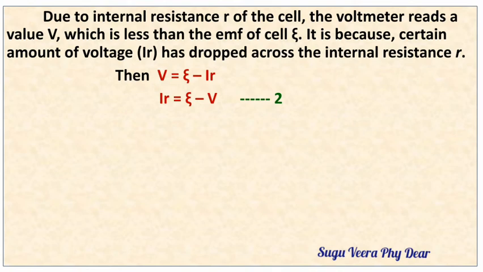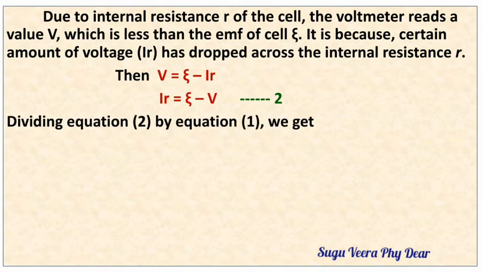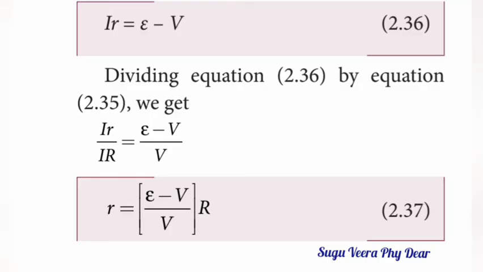This is equation number 2. Dividing equation number 2 by equation number 1, we get capital I into small r divided by capital R equals ξ minus V divided by V. On the left side, I cancels. So small r divided by capital R equals (ξ minus V) divided by V. Rewriting this equation, small r equals (ξ minus V) divided by V, into capital R. Since ξ, V and R are known, internal resistance small r and total current I can be determined.